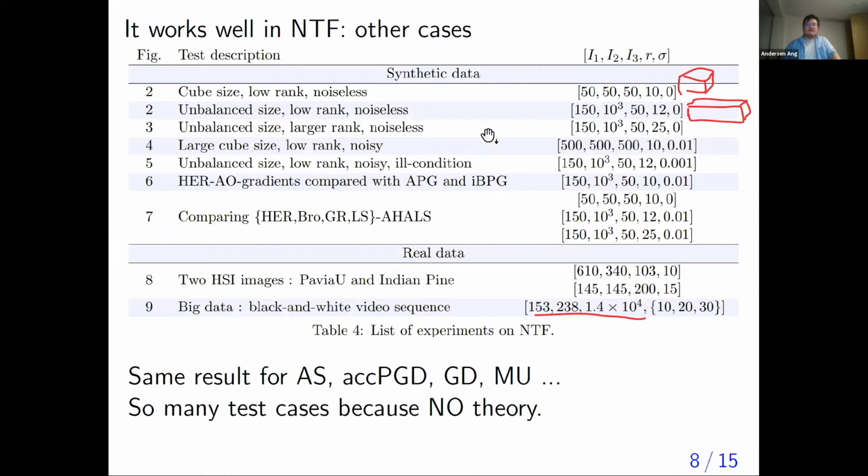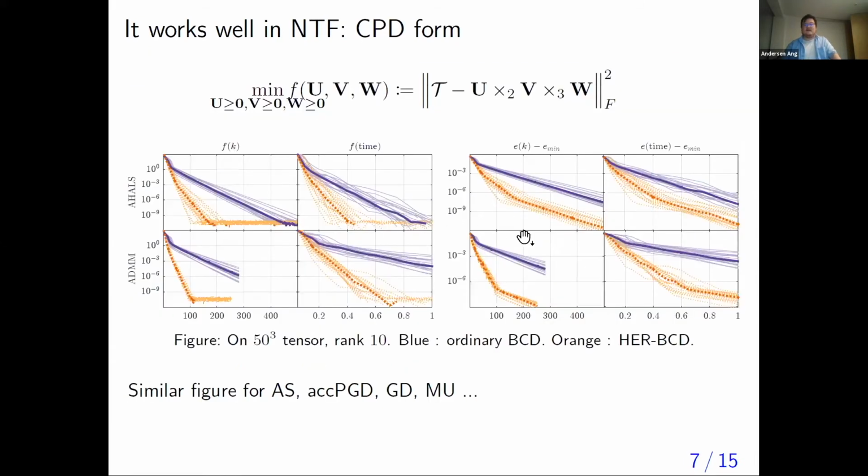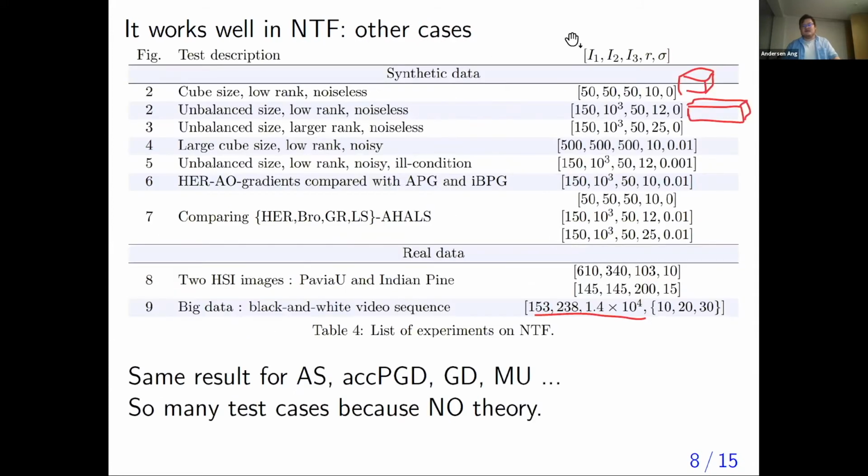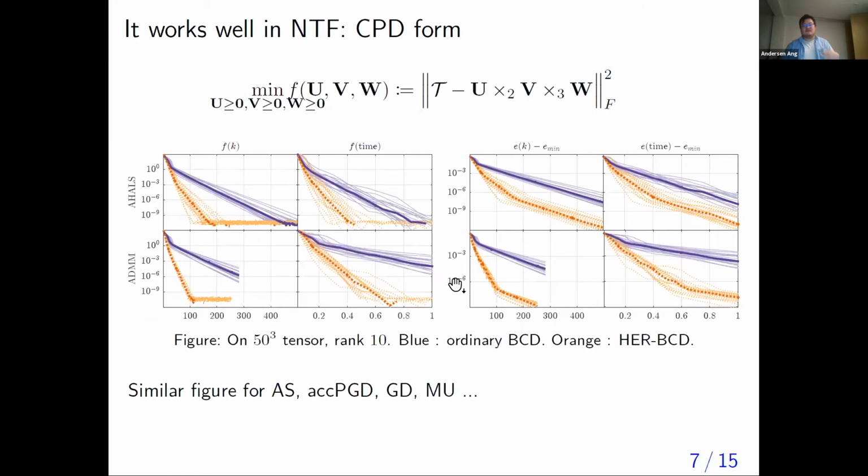And this table is just showing that this behavior keeps appearing for many different test cases. For small cases, highly ill-posed cases, unbalanced size, too noisy, to real data, to big data. For example, this data is 10 to the power 9, which you cannot load into a CPU. This is the smallest big data. So this means that this method is also scalable.